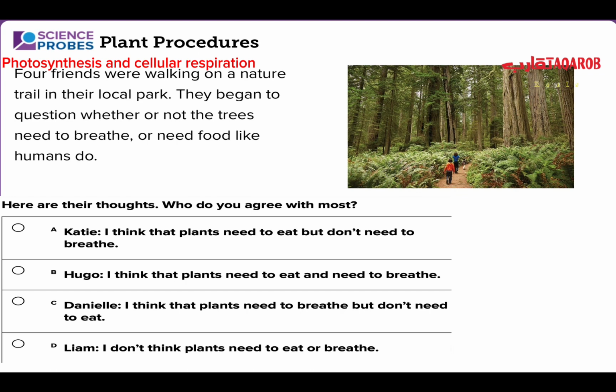Katie said, "I think the plants need to eat but don't need to breathe." Hugo said, "I think that plants need to eat and need to breathe." Daniel said, "I think the plants need to breathe but don't need to eat." Liam said, "I don't think plants need to eat or breathe." So who do you agree with most?